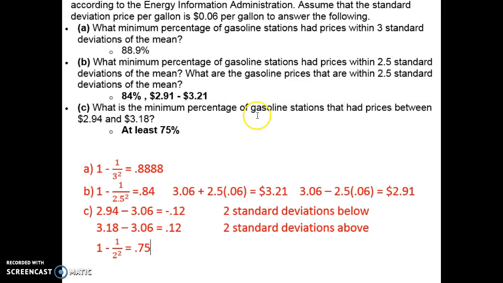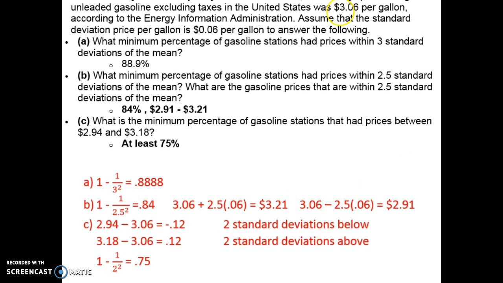And for part C, the minimum percentage of gas stations that are in between this price range, you have to figure out in terms of standard deviation, how many standard deviations below the mean and above the mean are we talking about? So let me scroll up here. The mean was $3.06. So 2.94, how far away is that from the mean? It's 12 cents below. And the standard deviation is 6 cents. So it takes 2 standard deviations below to get to 12 cents below. So this price is 2 standard deviations below. And $3.18 is likewise 2 standard deviations above, because it's 12 cents more than the mean. Standard deviation is 6 cents, so that's 2 standard deviations above.